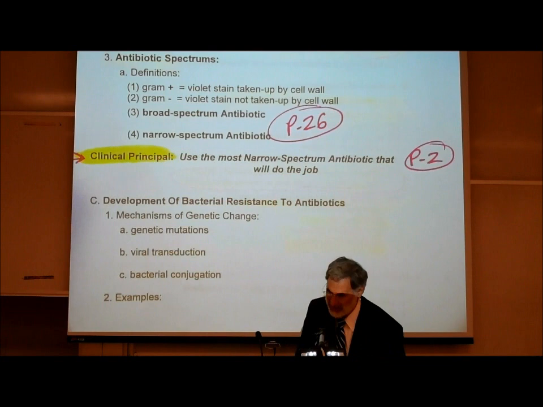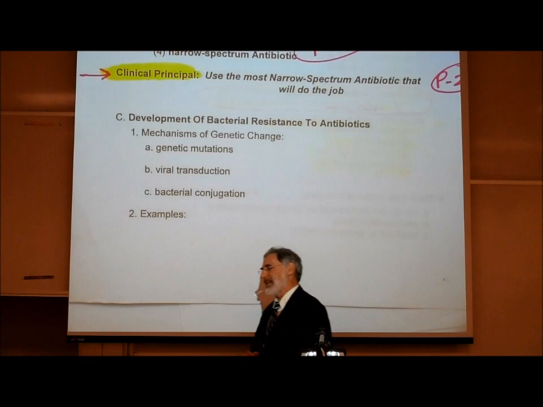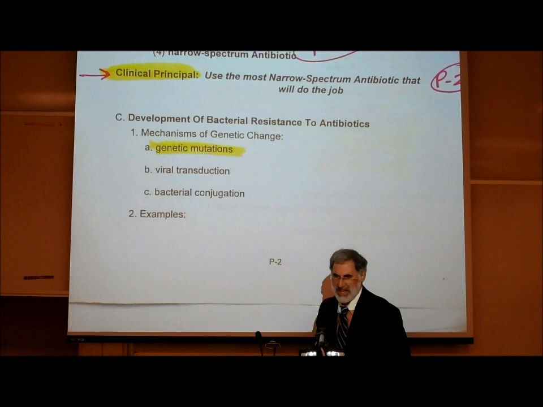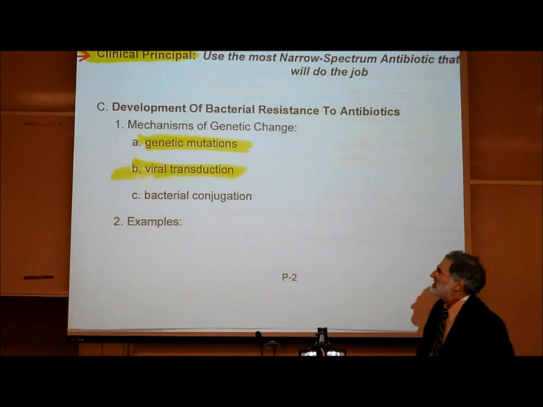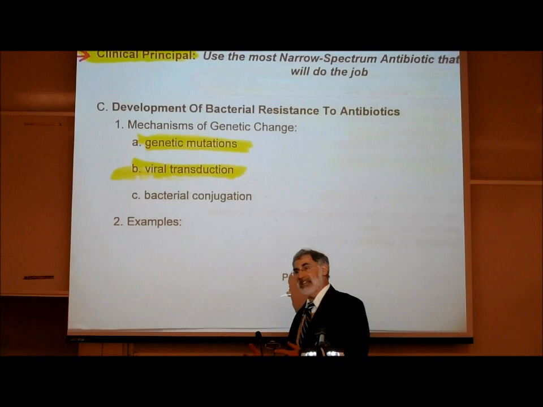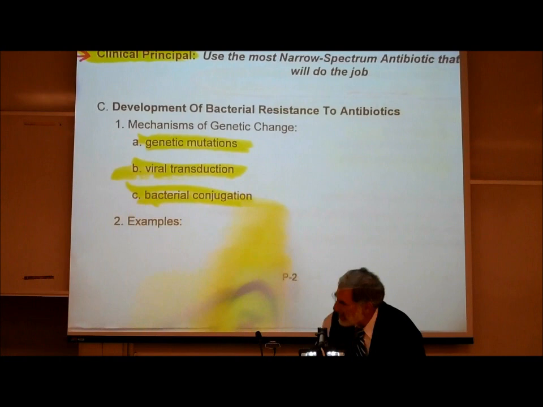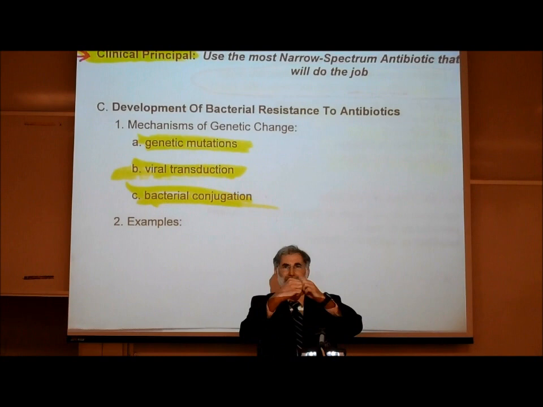All right, another thing I want to address very briefly, you all learned this in micro, is the problem of the development of antibiotic resistance. How bacteria develop resistance is through genetic mutations. They mutate, and that makes them no longer affected by some antibiotics. There is something called viral transduction. You might recall that there are bacteriophages, or phages, and these are viruses that can infect bacteria, and as the virus enters the bacteria, it transfers genetic information into the bacteria, altering the genetic makeup of the bacteria. And the third way that bacteria become resistant is through bacterial conjugation. Conjugation is the closest the bacteria get to sex. That's where some bacteria come side by side and they exchange genetic information. So these are the ways that bacteria develop resistance.